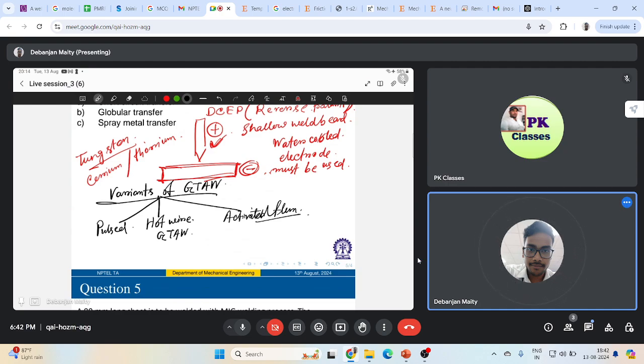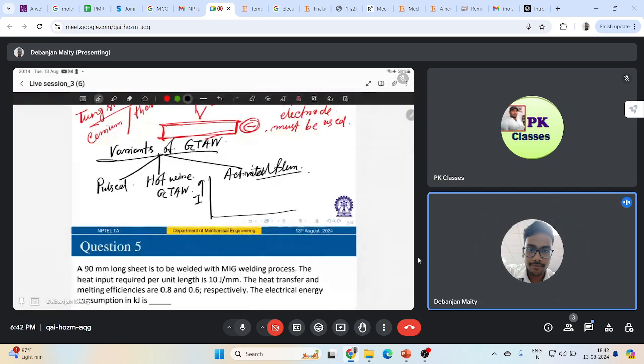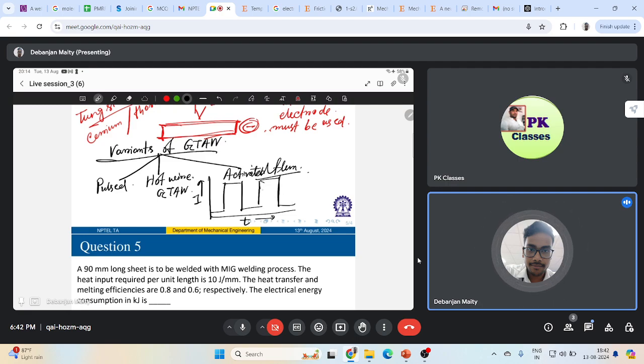So what is pulsed GTAW? This is just a pulsed current which alternates between high and low current levels. This pulsing creates a series of short and intense arcs followed by periods of lower energy. So it will have some kind of cycle like this. If this is current and if this is time, you'll have some cycle like this.